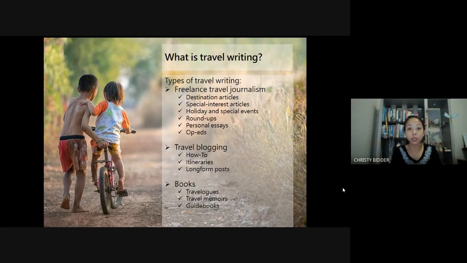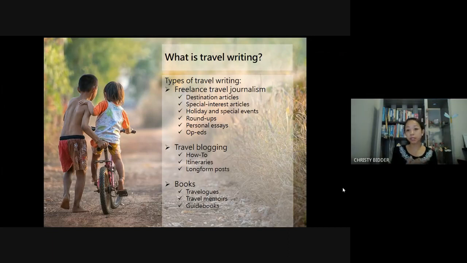Under freelance travel journalism, you have destination articles, which tell readers about a place to which they might want to travel one day, and which include a lot of useful or interesting facts, such as history, points of interest, natural scenery, trendy spots, and so on. For example, you can have an article like Tenom, an emerging tourist destination in Sabah.